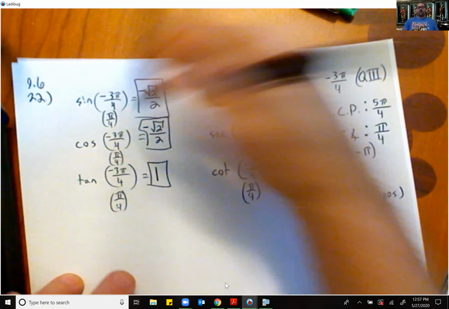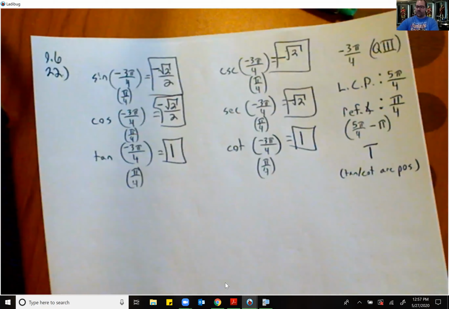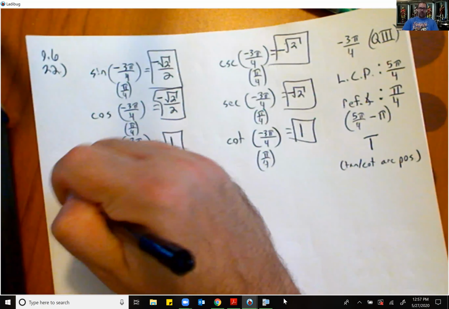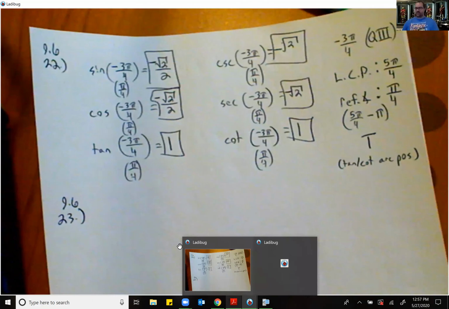Again, you only need to know quadrant 1. All right, 23 is still 9.6. This is the last one. So there's a lot in here from 9.6 because it covered a lot.